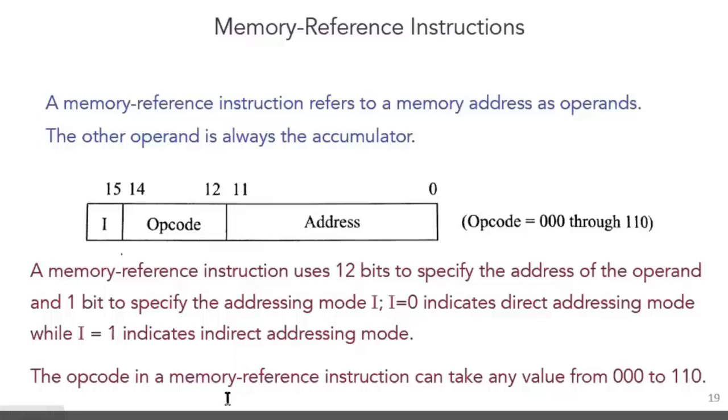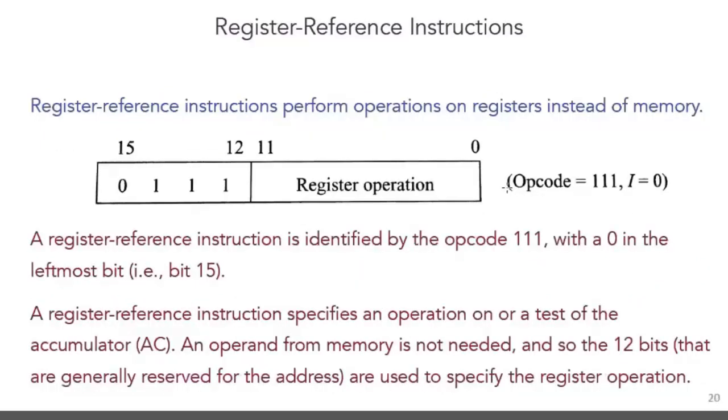The opcode in a memory reference instruction can take any value from 000 to 110, from 0 to 6. Now these are register reference instructions. Register reference instructions perform operations on registers instead of memory. Here in this instruction format, you can see that the value of the opcode is 7 only, and I can be 0 only. That means it is using the direct addressing mode. A register reference instruction is defined by the opcode 111.